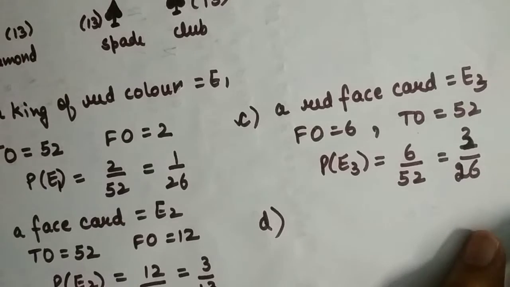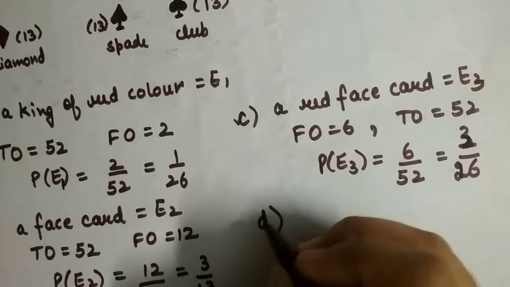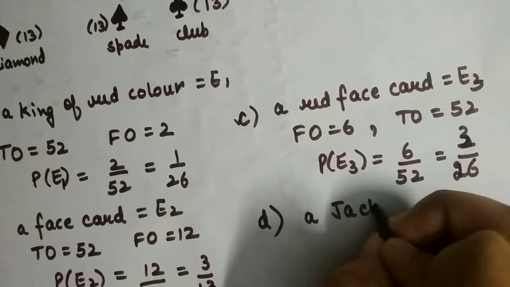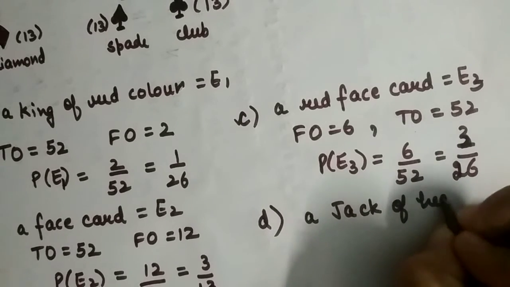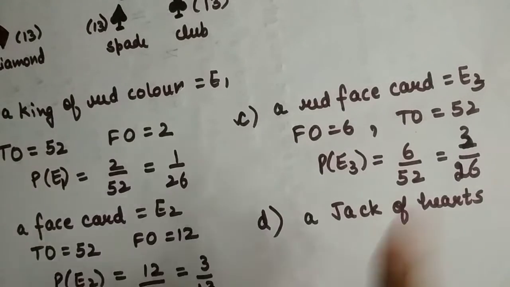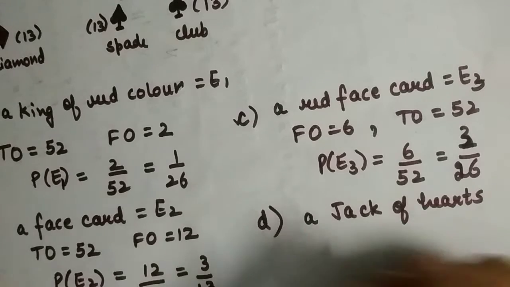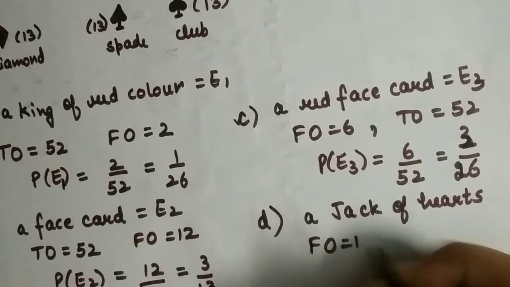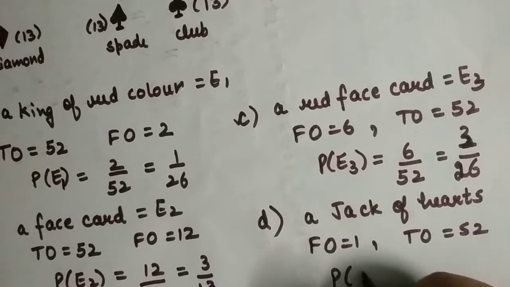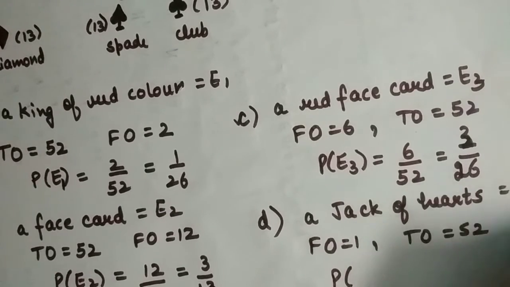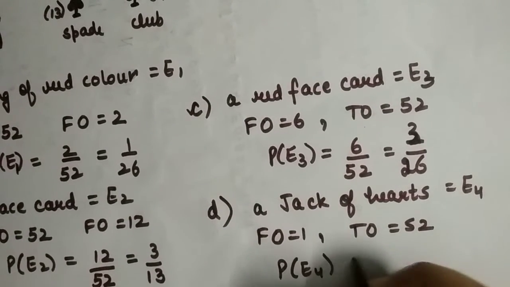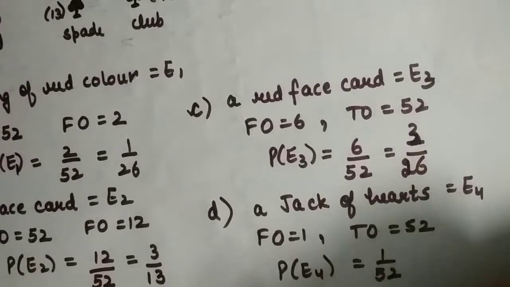D part, they are asking the probability of getting a jack of hearts. So there is only one J of heart, so favorable outcome is 1, total outcome is 52. Probability of the event E4 is 1 upon 52.